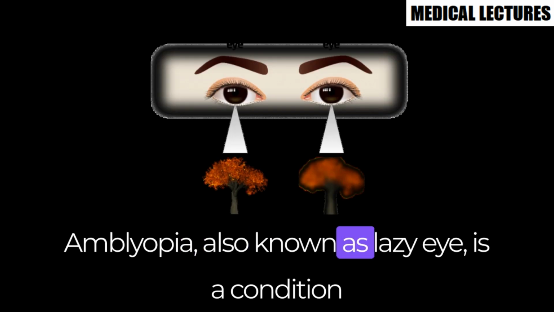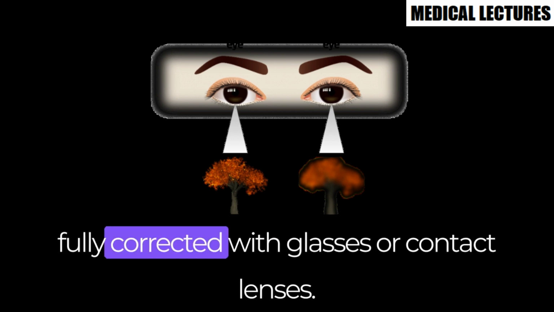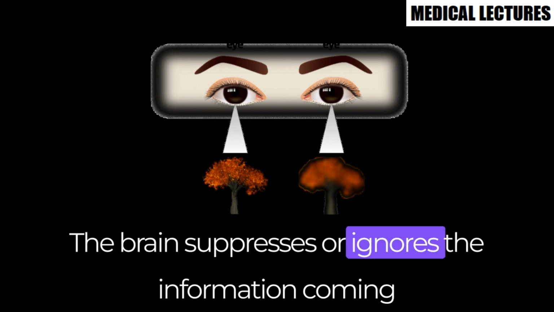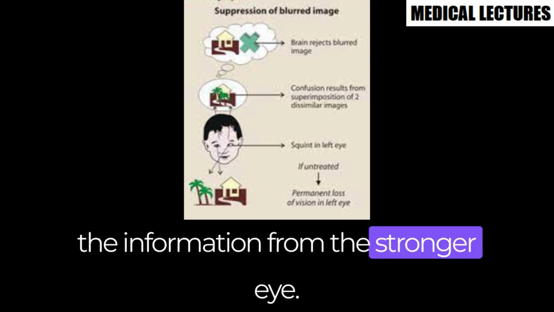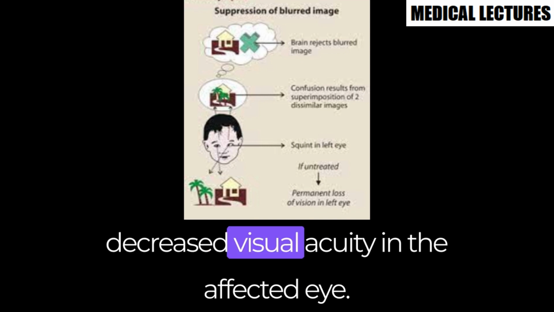Amblyopia, also known as lazy eye, is a condition where one eye has reduced vision that cannot be fully corrected with glasses or contact lenses. The brain suppresses or ignores the information coming from the weaker eye and relies more on the information from the stronger eye. This can result in poor depth perception and decreased visual acuity in the affected eye.